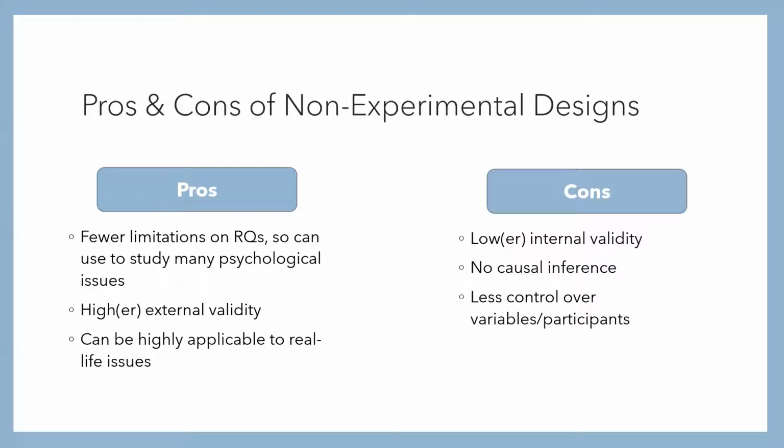Cons of these designs include lower internal validity, the inability to make any causal inferences, and in general, just having less control over your variables and your participants. So you're not able to say it's for sure your independent variable that caused the change in your dependent variable if a change is observed.